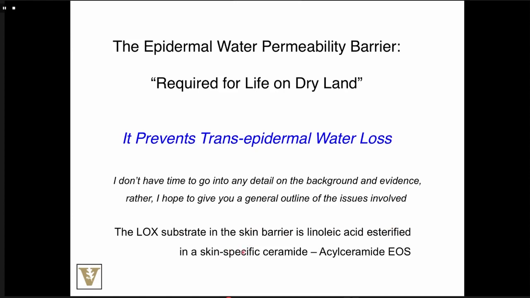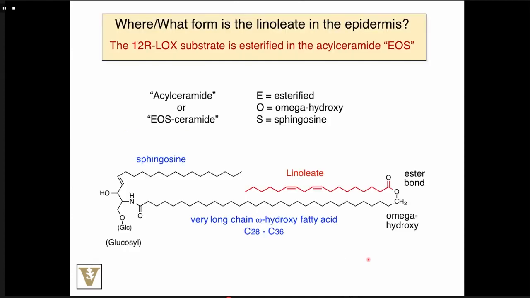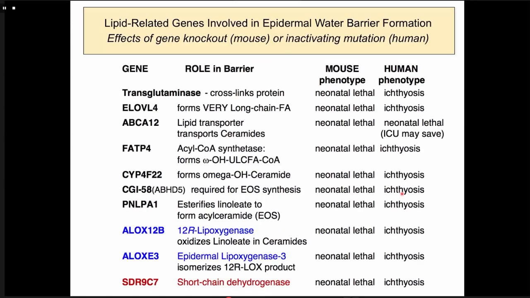First of all, let's look at the substrate of the 12R lipoxygenase in the mammalian skin barrier. So linoleic acid, and it's esterified in a skin-specific ceramide, an acyl ceramide, which is abbreviated to EOS. And here it is here. Okay, the E stands for esterified. The O stands for omega hydroxy because this ceramide is omega hydroxylated up here at the end of this very, very long chain fatty acid, which is up to 36 carbons long. And this is the sphingosine part of the molecule here, which is actually quite typical. And specifically on the omega hydroxy, we have an esterified linoleic acid. And that's the substrate of the 12R lipoxygenase in the mammalian skin barrier.